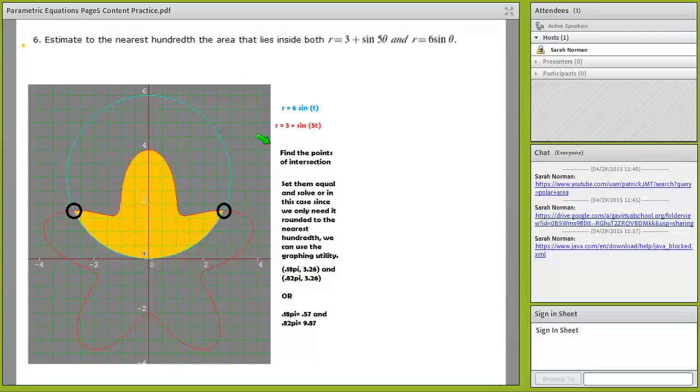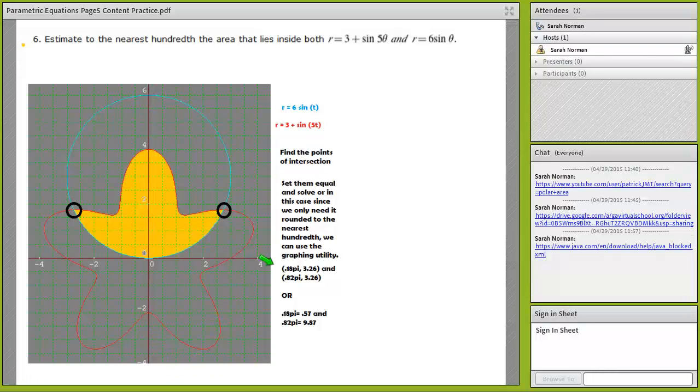The next slide here. But what we do need to find are the points of intersection, and that's because we're going to end up having to divide this up in more than one way. I'm going to find the points of intersection one of two ways. You can either set them equal and solve for t, or in this case, since we only need it rounded to the nearest hundredth, we can use the graphing utility. So what I did within Graphmatica is hover my mouse at the point of intersection of both of these curves, and I found, just because Graphmatica gave it to me, 0.18 pi and 0.82 pi.